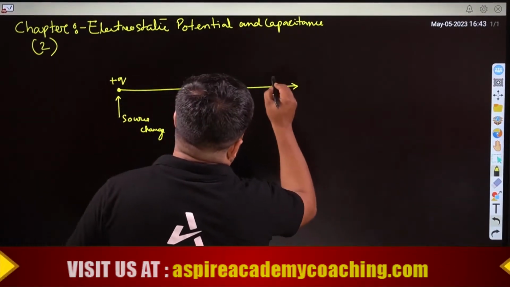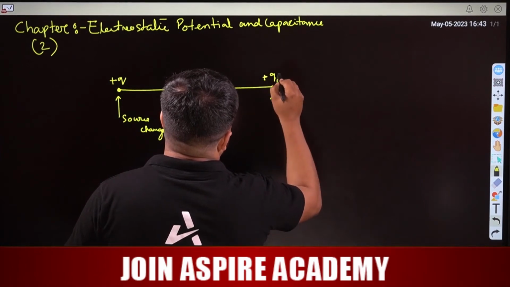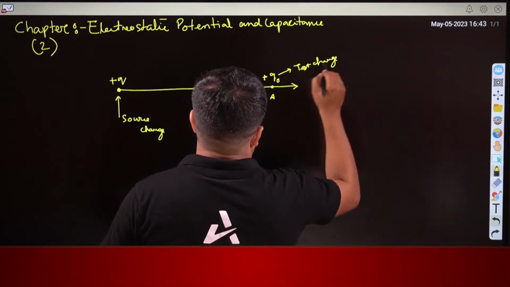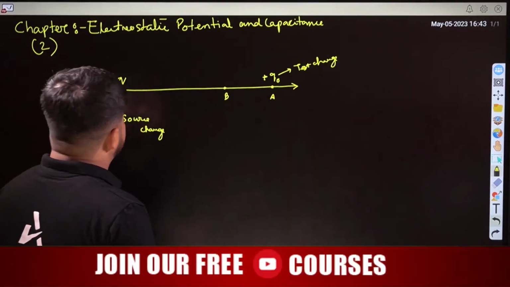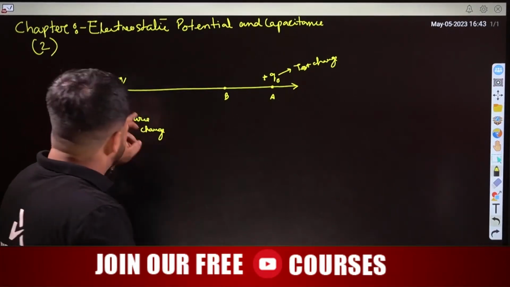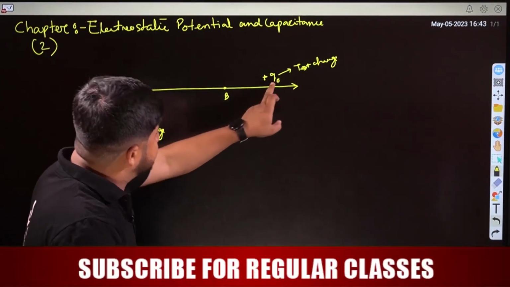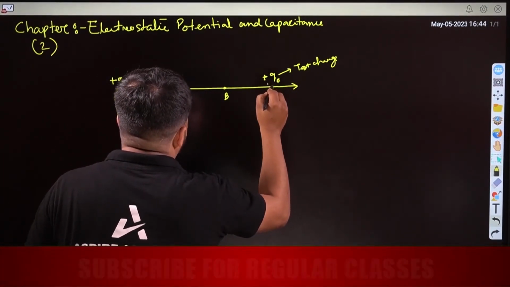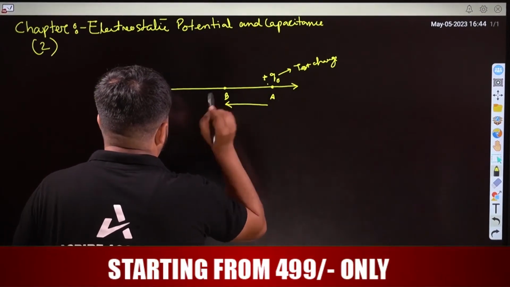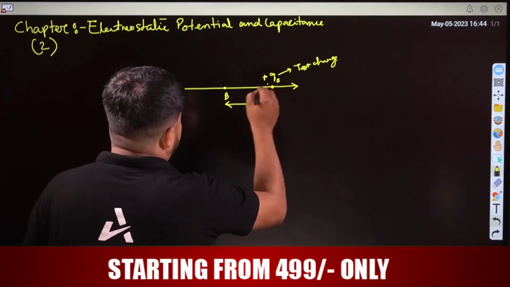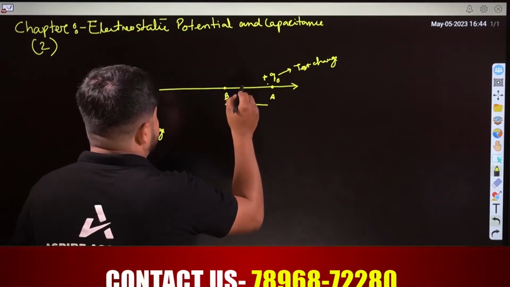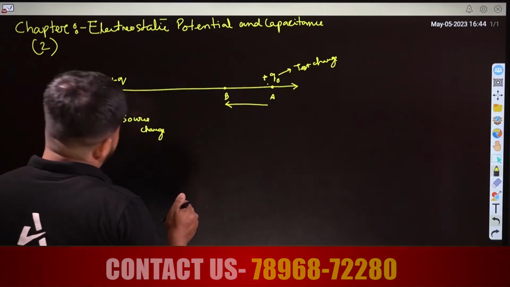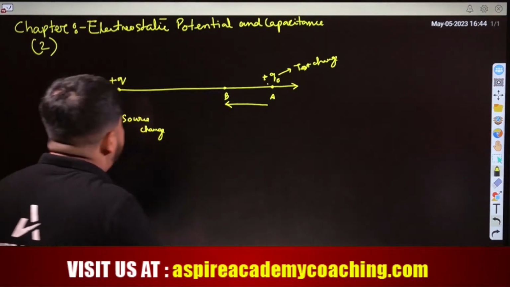Another point charge, Q naught, a positive charge, is called the test charge, and it is placed here. Now this is the positive source charge and this is the test charge Q naught, also positive. Now we have to bring this charge from A to B, through a distance dr. So how can we calculate the potential difference first?